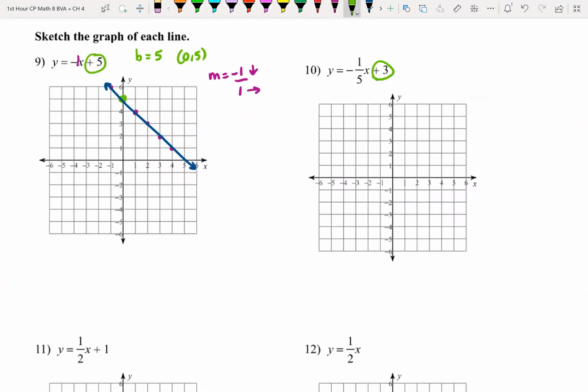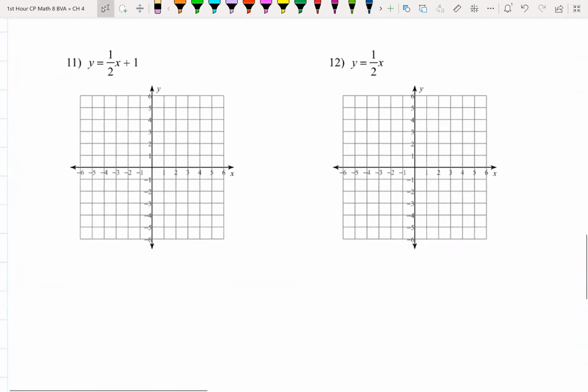Number 10, the y-intercept is 3. So go to 3 on the y-axis and plot your point. Your slope is -1 over 5. That's right, float that negative sign up to the top and go down 1 and to the right 5. So down 1, right 5 takes us way over here. And do the opposite. Go back to your y-intercept and go up 1 to the left 5. All right, you can only fit 3 points on this graph. That's fine. Go ahead and draw a line using a ruler through those 3 points with arrows at both ends.